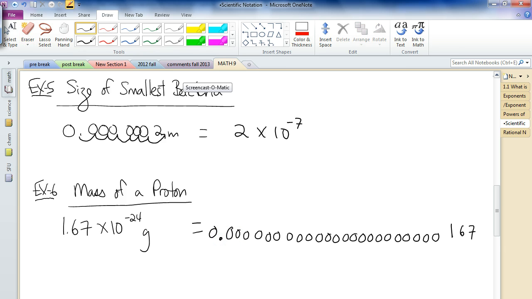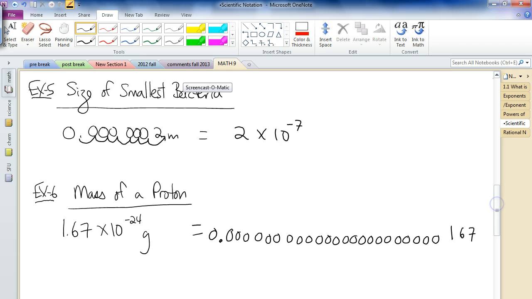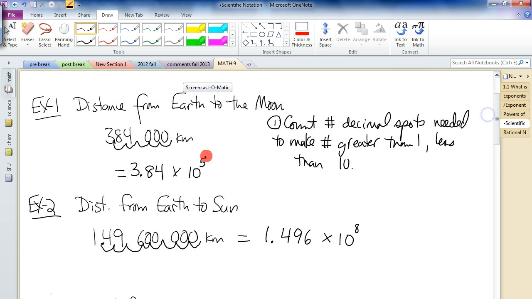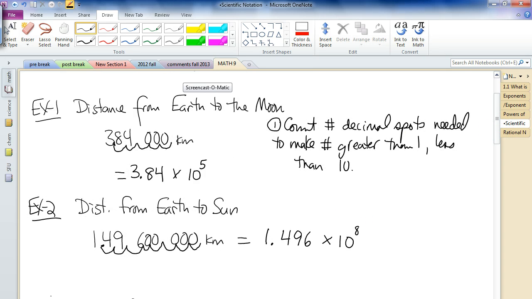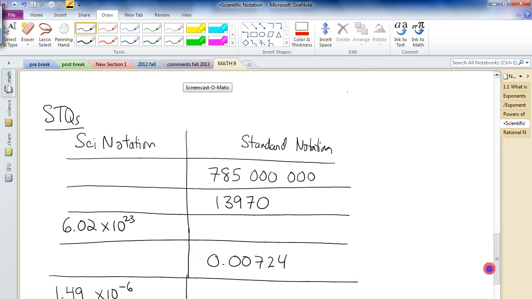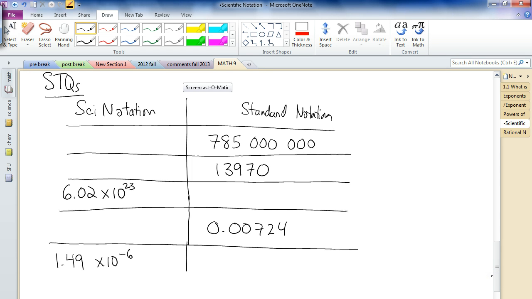Okay, so scientific notation. Small numbers, negative exponents. Big numbers, positive exponents. In each case, you're trying to make the number greater than 1, but less than 10. And you're moving the decimal around and using your knowledge of powers of 10 to do that. Okay, if you could fill this table out, and where I give you the standard notation, give me the scientific notation, and where there's scientific notation, give me the standard notation. That one should be a lot of fun.